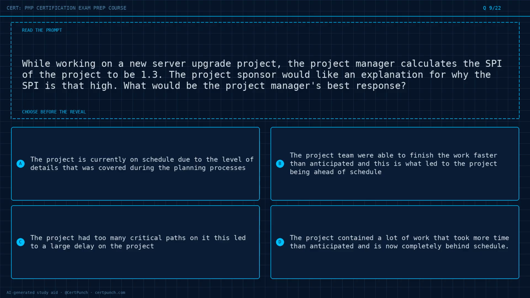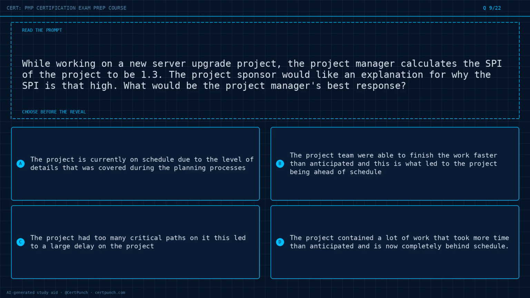Question 9 of 22. While working on a new server upgrade project, the project manager calculates the SPI of the project to be 1.3. The project sponsor would like an explanation for why the SPI is that high. What would be the project manager's best response? Option A. The project is currently on schedule due to the level of details that was covered during the planning processes. Option B. The project team were able to finish the work faster than anticipated, and this is what led to the project being ahead of schedule.